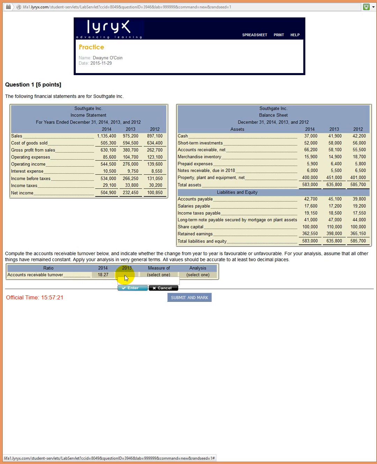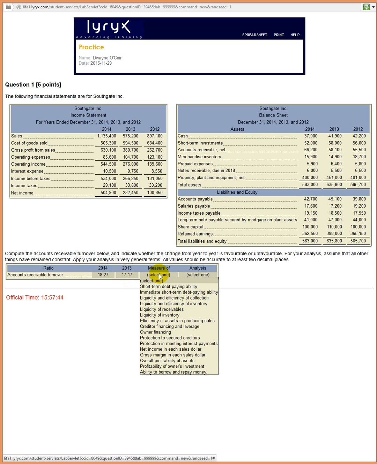Okay, do that again for 2013. The sales amount is 975,200, and we're dividing by 58,100 divided by 2 plus 55,500 divided by 2. So 17.17. The accounts receivable turnover is a measure of the efficiency, liquidity and efficiency of collection.